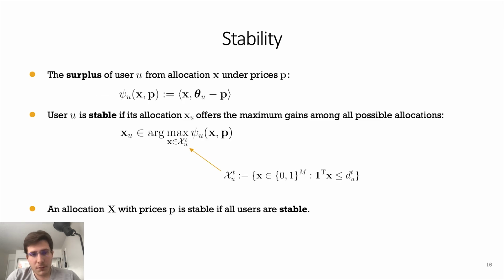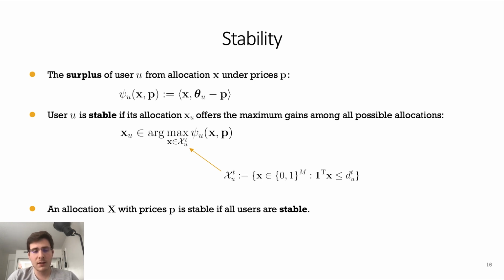On the other hand, we measure stability in this way. To define stability, we will start with the surplus, which measures essentially the happiness of each user from each allocation under some pricing. If the user is allocated X and under pricing P, the psi function is going to give us how happy they are, or the surplus that they have obtained.